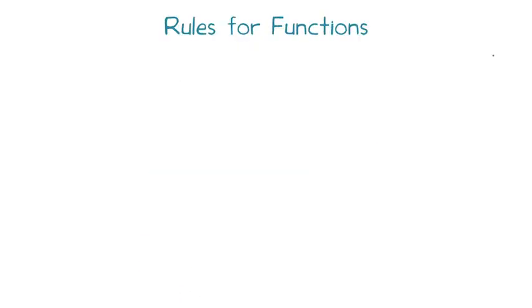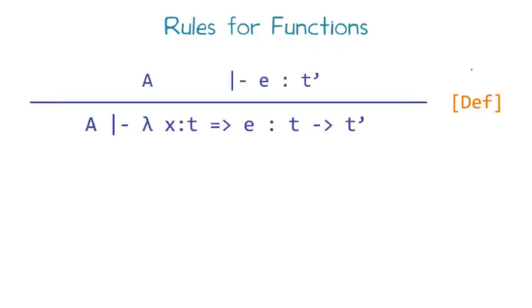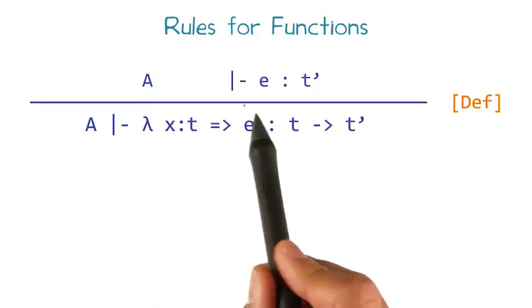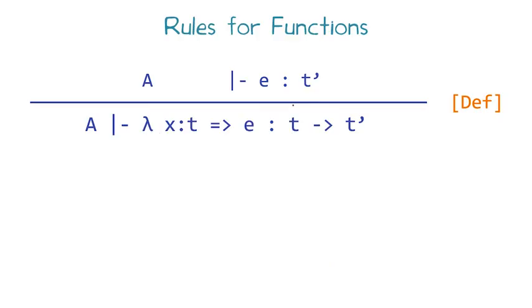Now we can make the last of the inference rule schemas for our language. We need to introduce rules for typing function definitions and function calls. For function definitions, we make the following rule, which we call def. Using our environment A, if it is provable that E is of type T prime, then it is provable that the function lambda x of type T yields E is a function of type T arrow T prime. Except we have a problem.